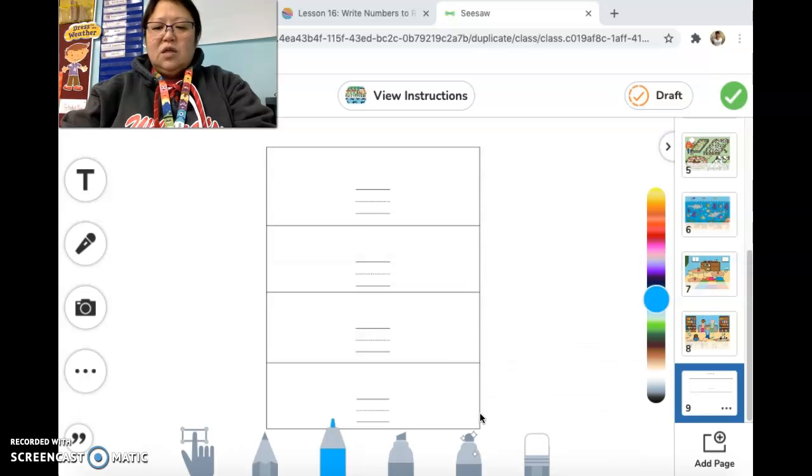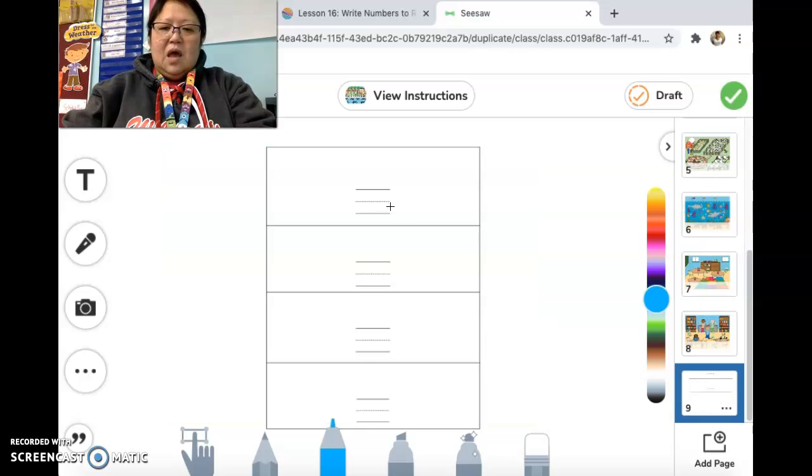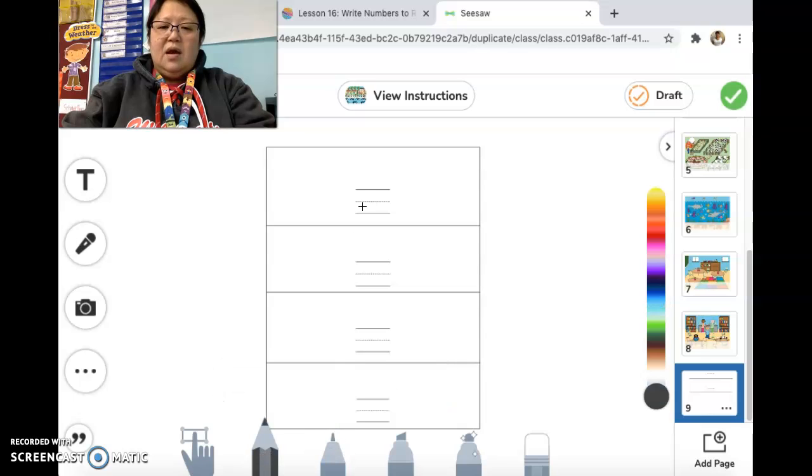Okay. So what you're going to do is then you're going to answer your how many questions. So if I was using this worksheet, my how many questions might be how many sharks are there? So then I would go to page 9. I would write how many sharks there are by changing it to the little either pencil or the pen, and then I would write the number 2 because there are only 2 sharks in that picture. Then I would draw some pictures of some sharks.